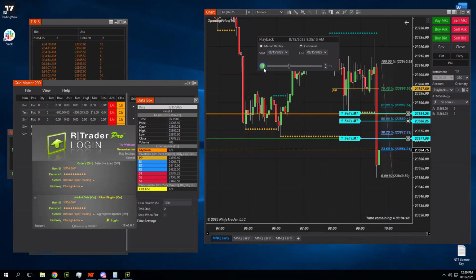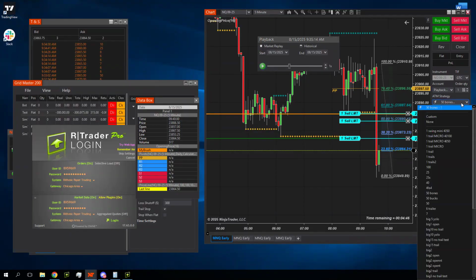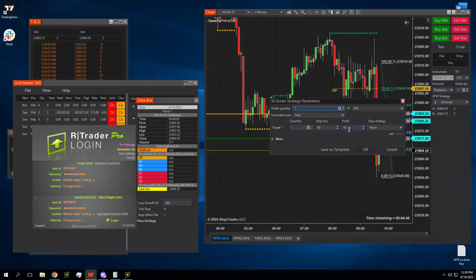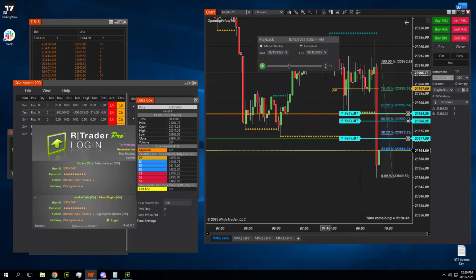Hey, Mr. H, what kind of trail stop we got going on for your ATM strategy for this? This one does not have a trailing stop because this is just trying to get 50 bucks. Okay. Yeah, this ATM strategy is only a profit of 10, but I'll show you how to set the trailing on there. Okay.